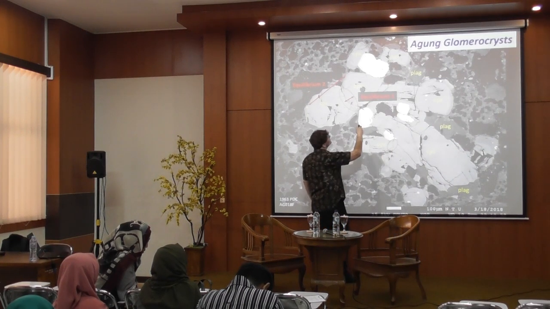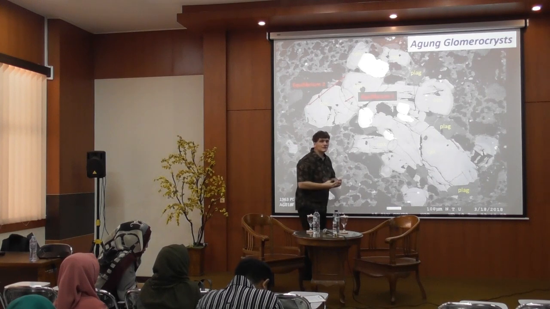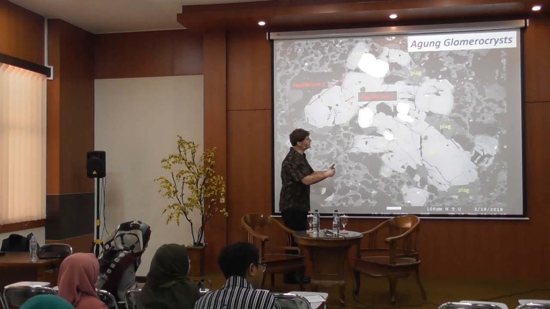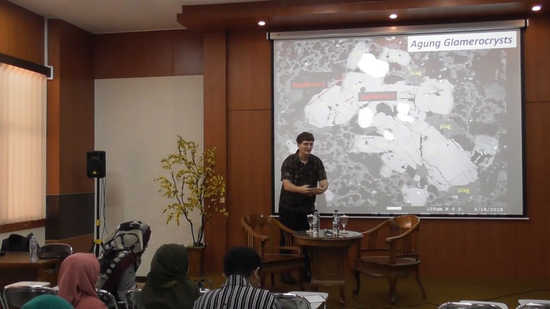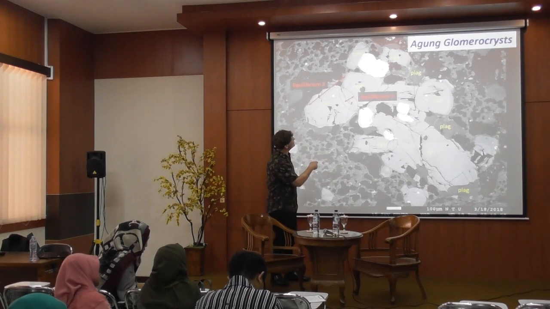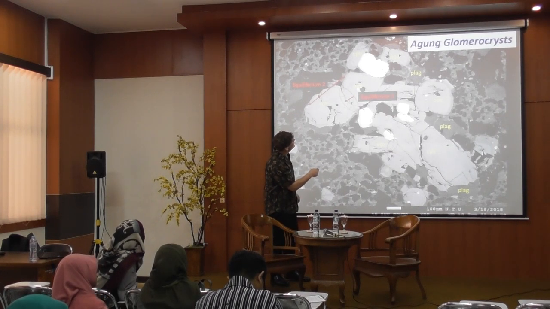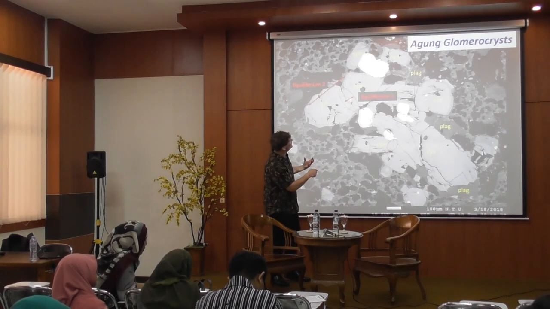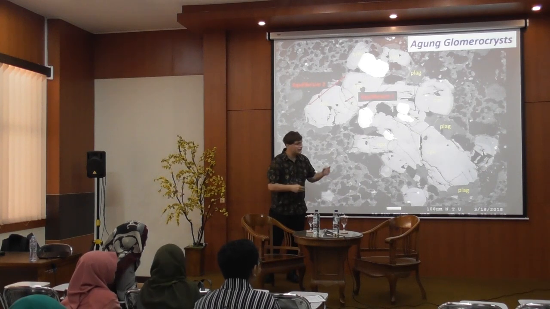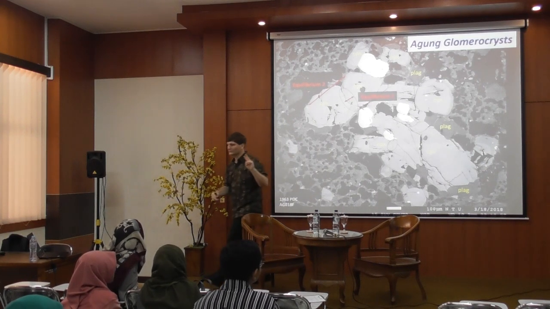And likewise, you see zoning here and here along this rim, but not here. And that gives you the idea that you've got two equilibrium conditions preserved. You've got the first condition, these were already stuck together, and then they came to another condition, and they crystallized these rims. So you preserve equilibrium condition one in the cores, condition two at the rims, and they were together for both of these, so you've got two different temperatures.